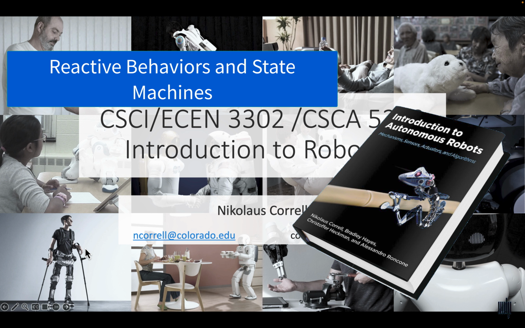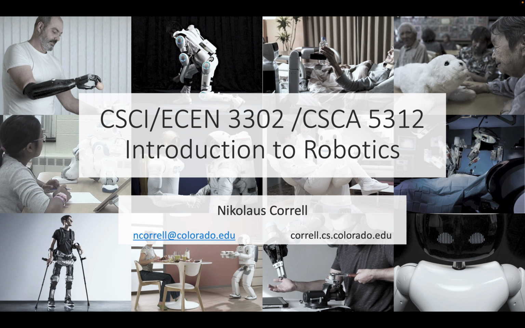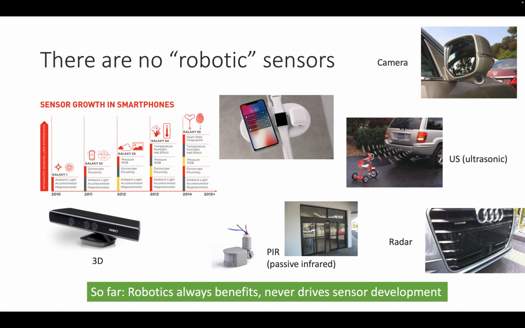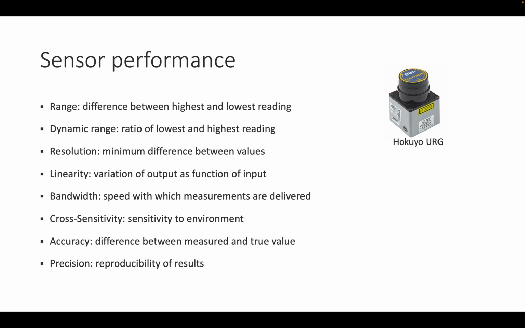Welcome to the third module in Introduction to Robotics. Last module we talked about a variety of sensors that are inspired by or are being used in industry and consumer electronics, and the key takeaway message was really that there are no robotic sensors per se. Most of the sensors we are using in robotics are actually derived from consumer applications such as the smartphone, gaming, or the car industry.